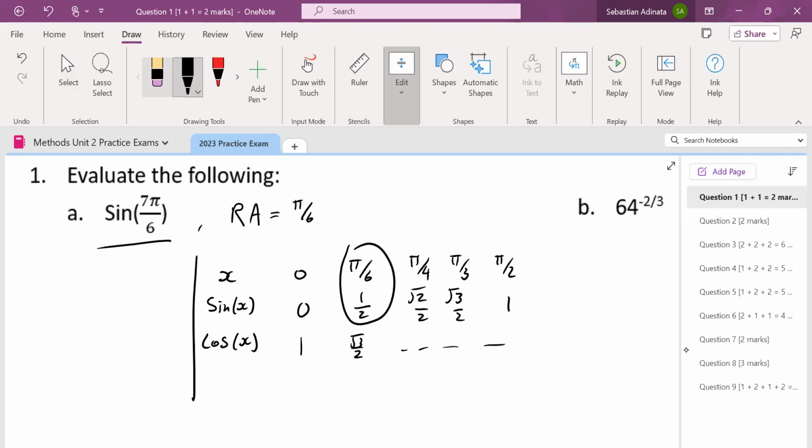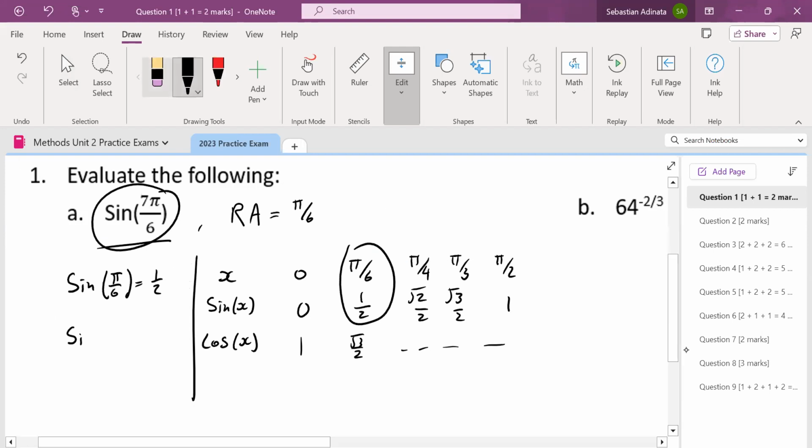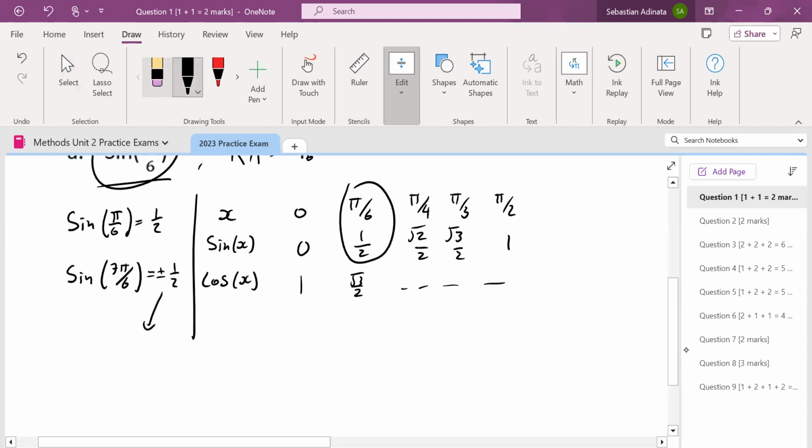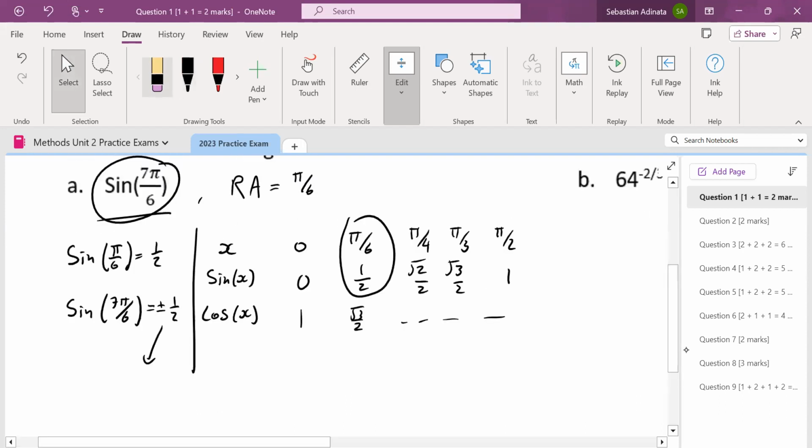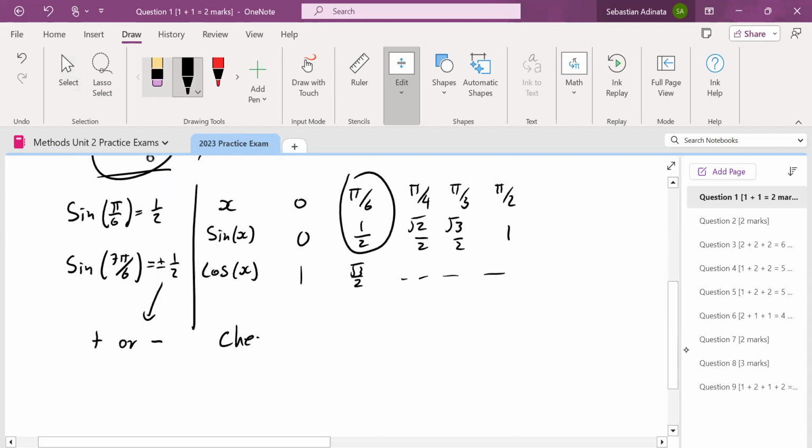So from what we know, sine pi on 6 is equal to a half. And since we know that sine 7 pi on 6 is linked with sine pi on 6, we know that sine 7 pi on 6 will be equal to a positive or negative a half. So we have to determine whether it's positive or negative. The way we do this is to check the quadrant. From the eye test, you can clearly see it's in the third quadrant.